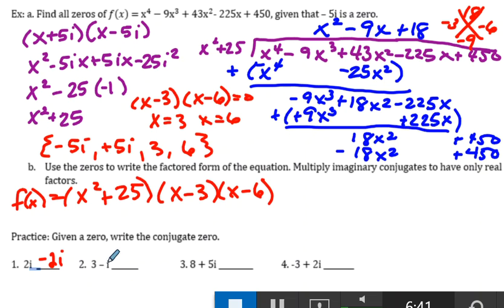If you have the same real part and the opposite of the imaginary part, then this would be 3 plus i. Same real part, opposite of the imaginary part, 8 minus 5i. Same real part, opposite of the imaginary, negative 3 minus 2i.